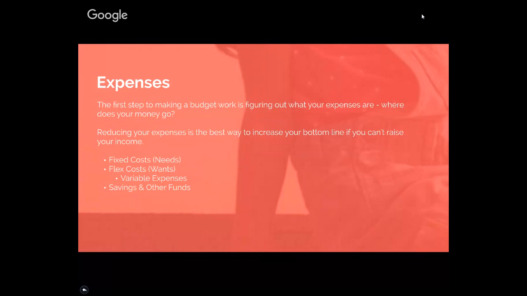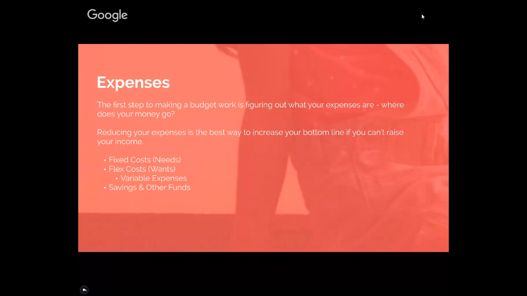And then that bottom line, the income that's coming in, what's going out, that bottom line, make sure it's not zero. Make sure it's not $20. Make sure it's something decent. So that way, that's your should-anything-happen fund. You know that you have that sitting there. So in your expenses, reducing it's the best way to increase your bottom line.